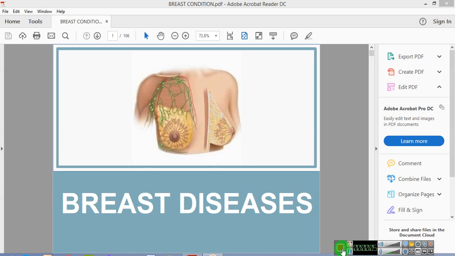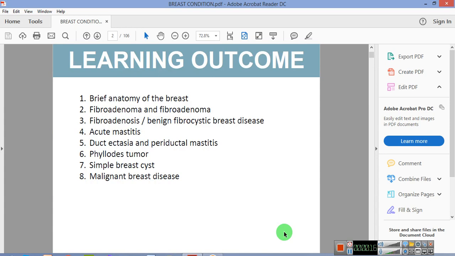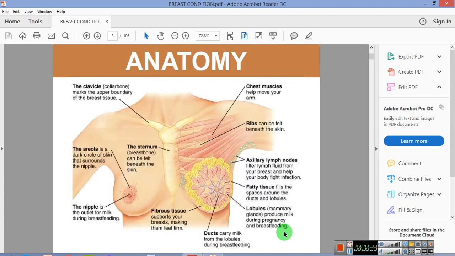Today I am going to describe the disease conditions of the breast. Learning outcomes: briefly describe the anatomy of the breast, fibroadenoma, fibroadenosis, benign fibrocystic breast disease, acute mastitis, duct ectasia and periductal mastitis, phyllodes tumor, simple breast cyst, malignant breast disease. Then let us see the anatomy of the breast.